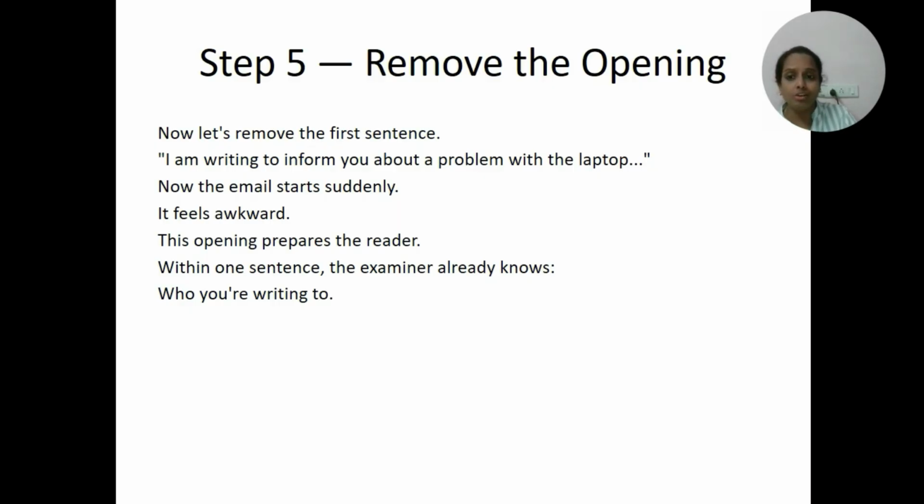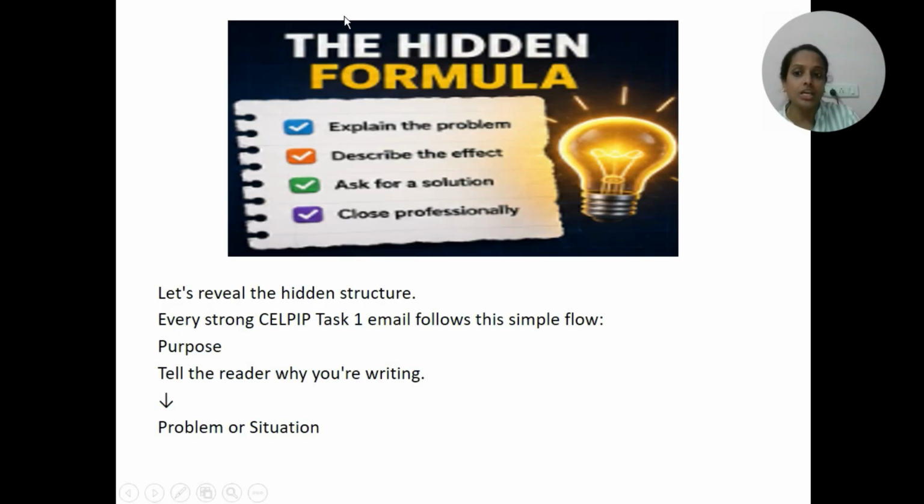So I'm just going to reveal the hidden structure. Every strong self-help task one email follows this simple flow. Just keep it in your mind. First one is the purpose, which tells the reader why you're writing. Then comes the problem or situation, where you will explain what happened, and impact, show why it matters. Okay, and finally, the solution. You have to clearly state what you want. And of course, at the end, professional closing. You have to end politely and confidently.